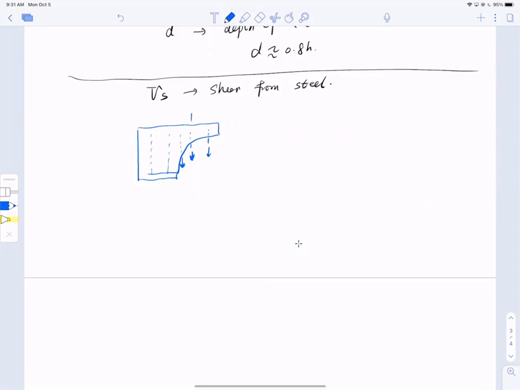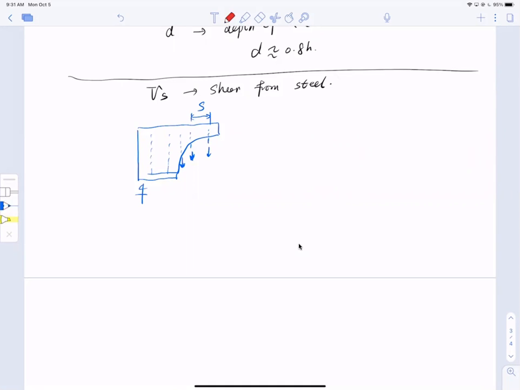Now assume the spacing between the vertical stirrups is S here, and that's the support here. And now let me make some assumptions, okay?